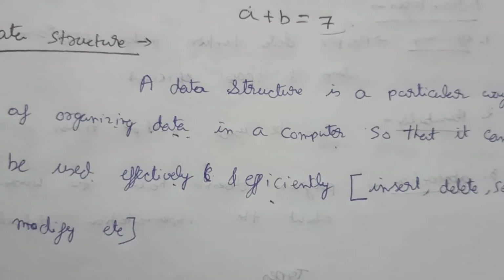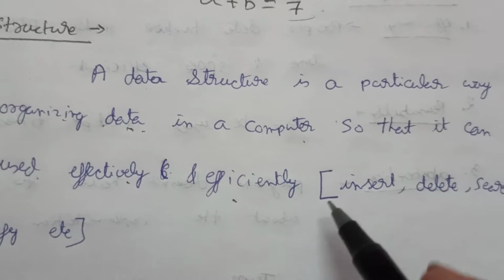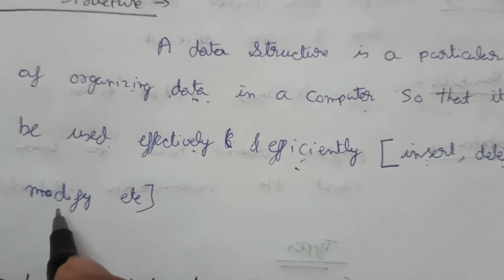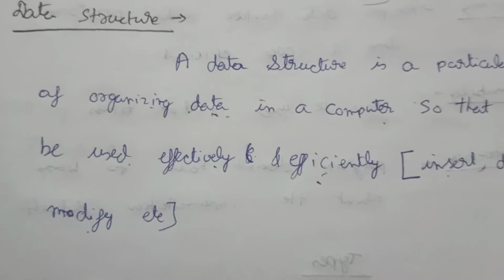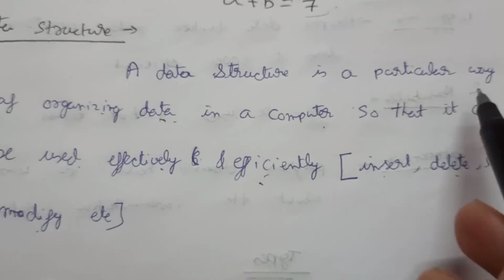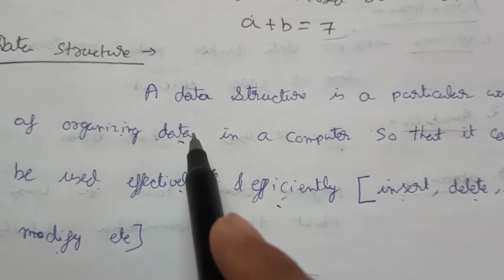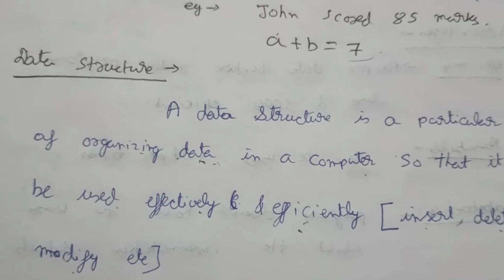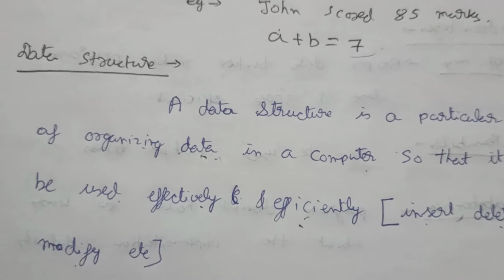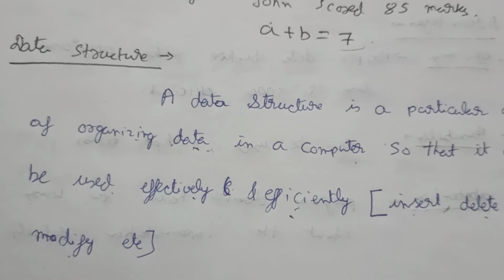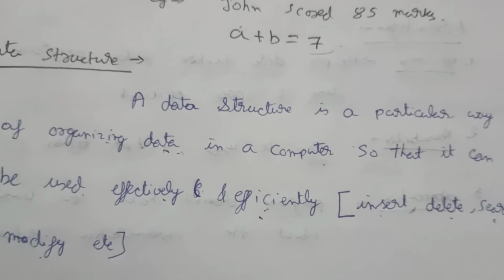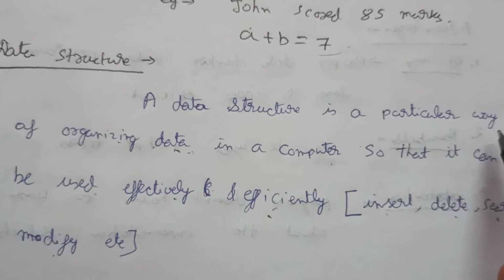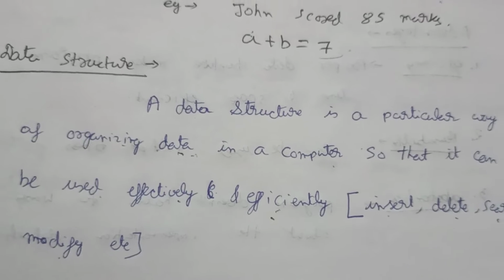So what efficiencies do we need from our storage of data? That insertion, deletion, searching and modifying the data is done quickly in a particular way. Suppose data is a book, and we are in a library. How are the books stored in a library? Are they just thrown here and there in haphazard ways? No, there is a particular way to store these books. Just like that, there is a particular way to store data. So that is known as data structure.